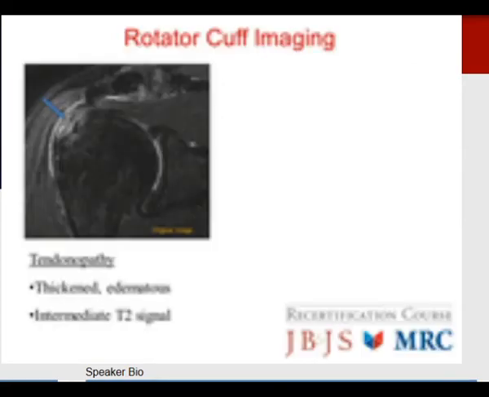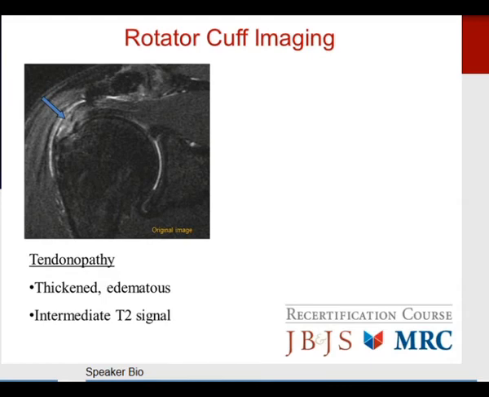Once we start to see thickening and edema, bursal or articular site of fraying, this is indicative of cuff tendinosis. We may see fluid in the overlying subacromial subdeltoid bursa, as we see in this case, and we may see signs of impingement with inferior spurring of the AC joint or inferior acromial spurring.